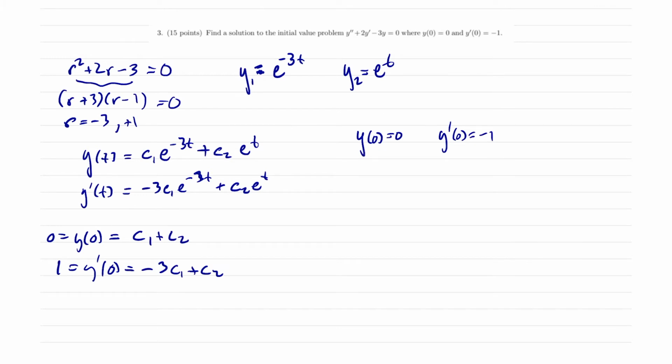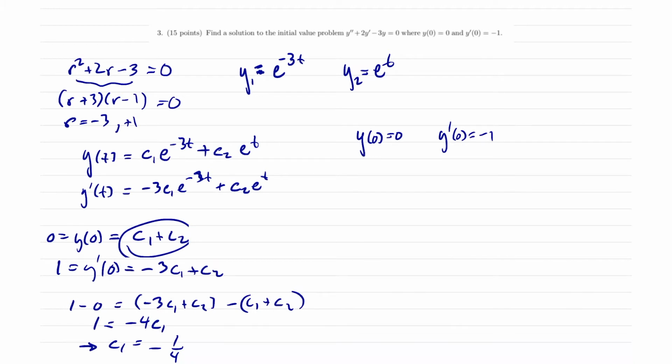So we get 1 minus 0 is equal to minus 3c1 plus c2 minus c1 plus c2. And so ultimately we get 1 is equal to minus 4c1 because the c2's cancel. And so that tells us that c1 is equal to minus 1/4. And we see here that c1 is equal to negative c2, and so then it tells us that c2 is equal to plus 1/4.